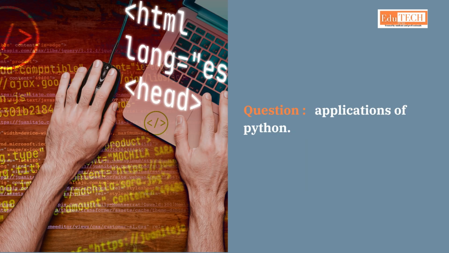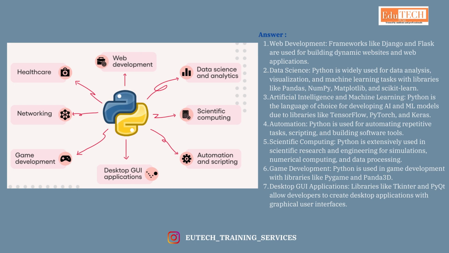Question: Applications of Python. Answer: Web development. Frameworks like Django and Flask are used for building dynamic websites and web applications. Data science. Python is widely used for data analysis, visualization, and machine learning tasks with libraries like Pandas, NumPy, Matplotlib, and scikit-learn. Artificial intelligence and machine learning.